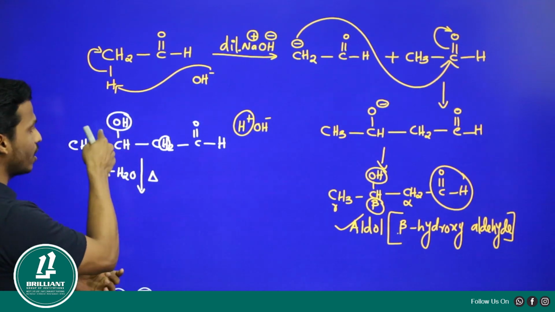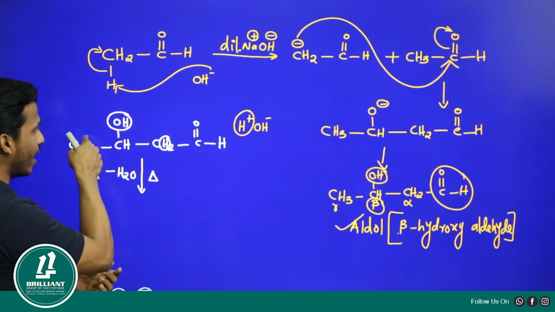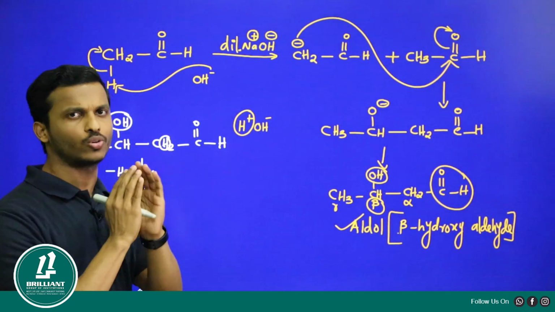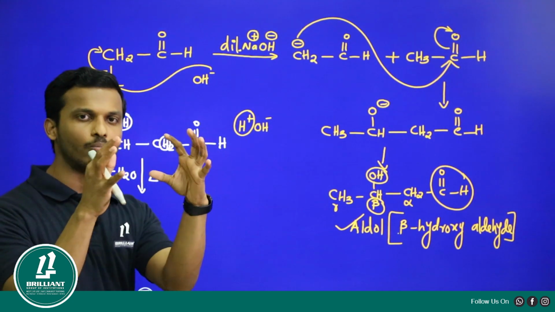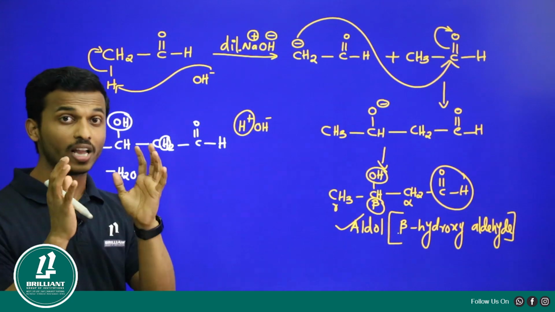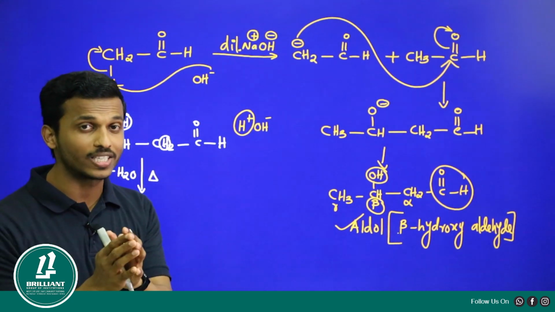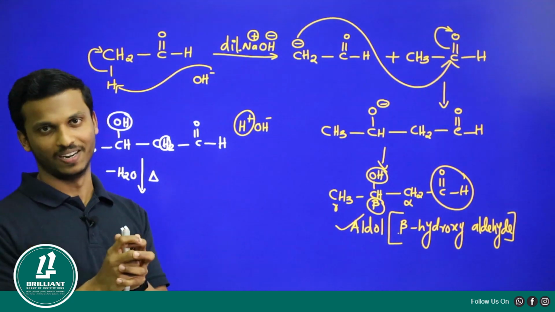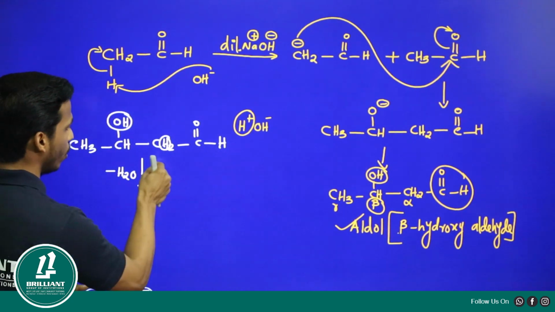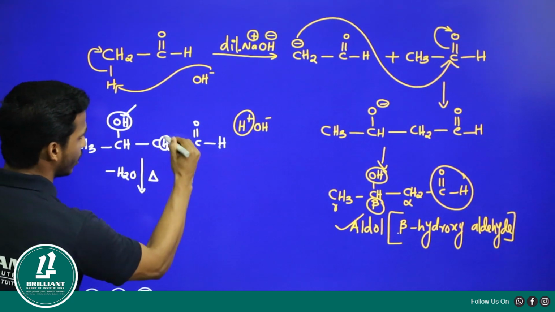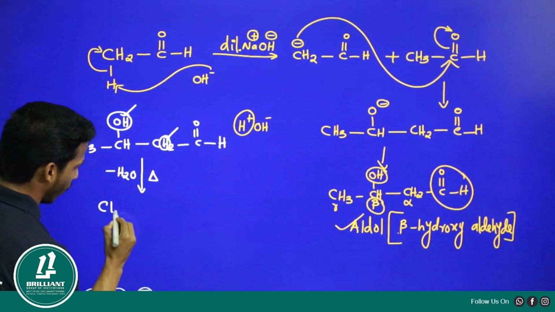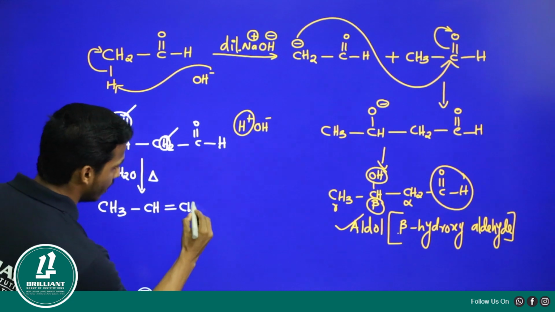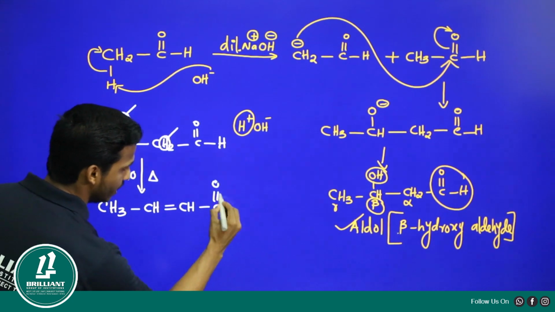You could remove the OH and hydrogen from the other side, so the double bond would be there, but it is a less substituted alkene. Make the double bond in the more crowded area; that is called Zaitsev rule. According to Zaitsev rule, the more substituted alkenes are more stable. So I am removing this OH and this hydrogen. Our final product will be CH3, CH double bond CH, single bond, CHO.